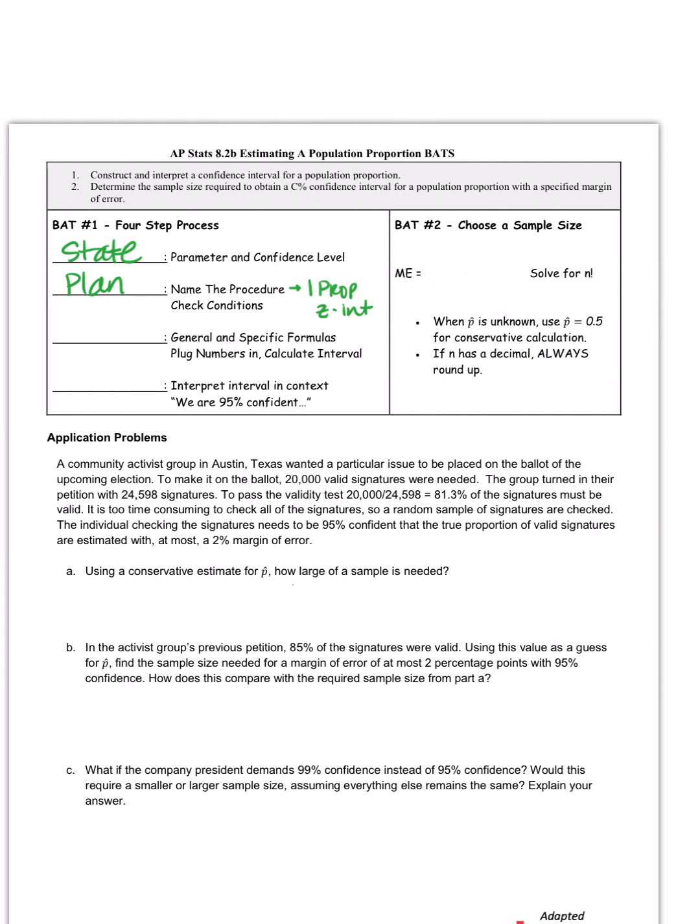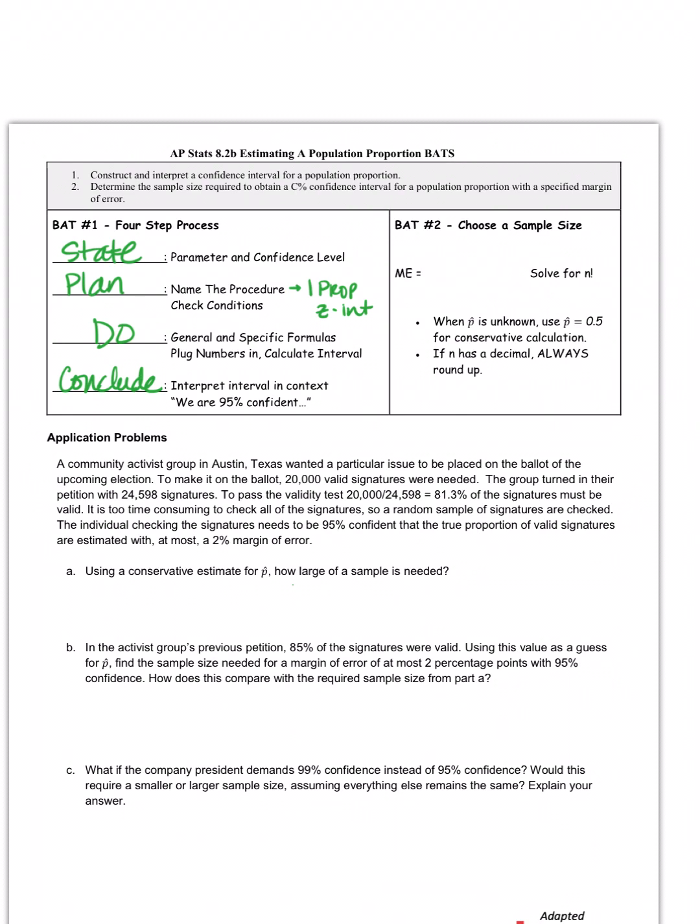The do step is the math step, where you show your work every time. And the conclude step is where we take it back and put it in context. Make sense of the numbers that we just generated. What does it mean?